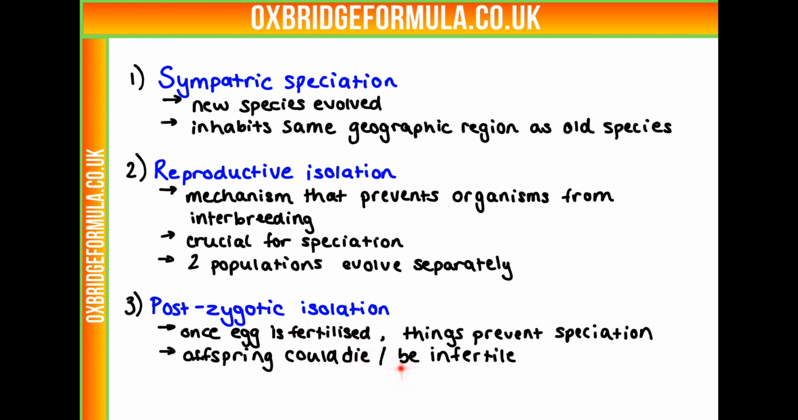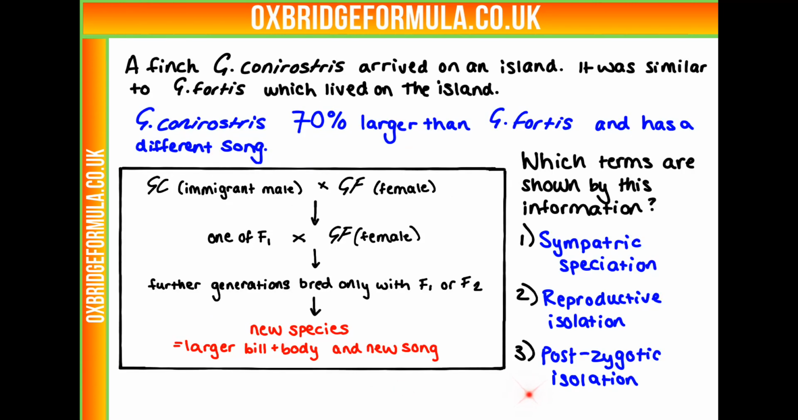So knowing these three definitions, let's go back and see if we can work out which ones are shown by the information. So firstly, I think we can already cross out one, which is going to be our postzygotic isolation. We can see that our offspring are fertile, they don't die, they can go on to breed with each other. So this one at the bottom here is not going to be correct. But how about our other two?